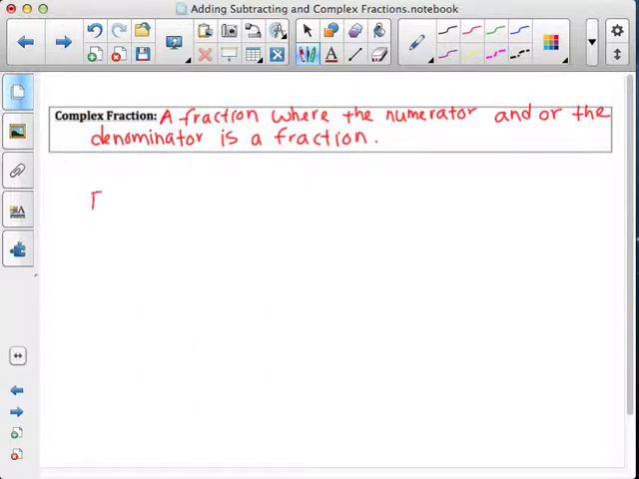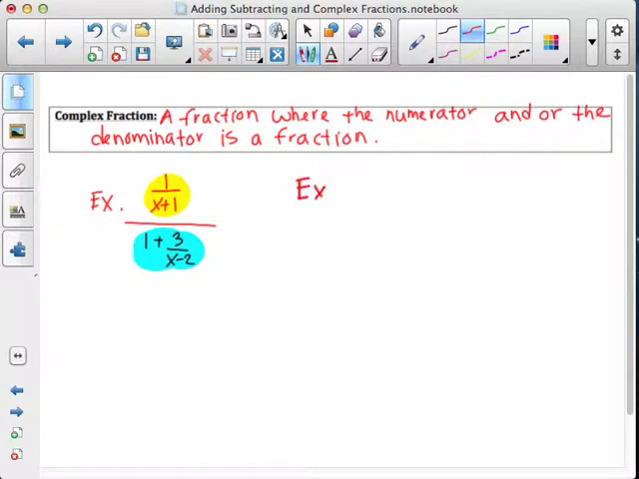So, for example, you could have 1 over x plus 1, all divided by 1 plus 3 over x minus 2. This is an example of a complex fraction where the numerator is a fraction and the denominator is also a fraction. I could also have something like this.